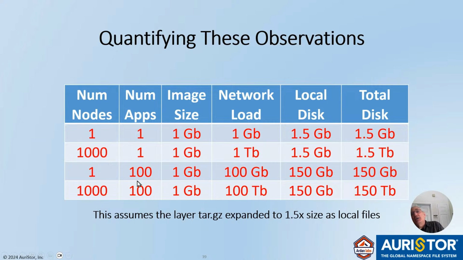If I'm downloading 100 applications onto one machine, again, I'm moving 100 gigabytes over the network, 50 gigabytes on my local disk. And if I download 1,000 applications to 100 machines, I'm moving 100 terabytes over my network and using 150 gigabytes on each machine for a total of 150 terabytes spread over the many machines. It's a shitload, excuse my language.